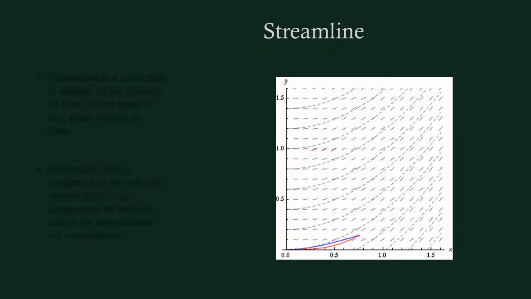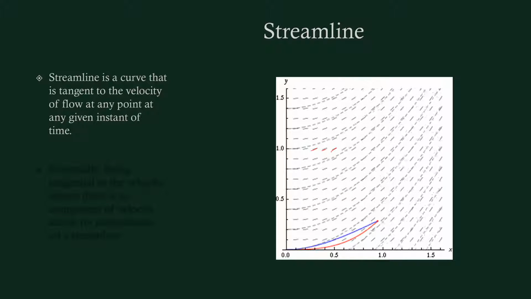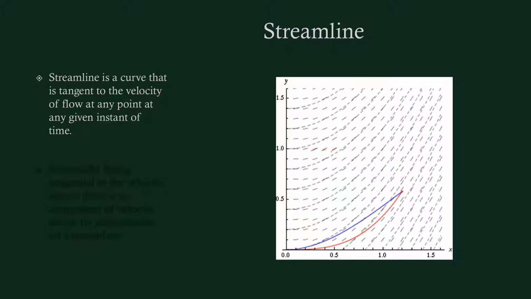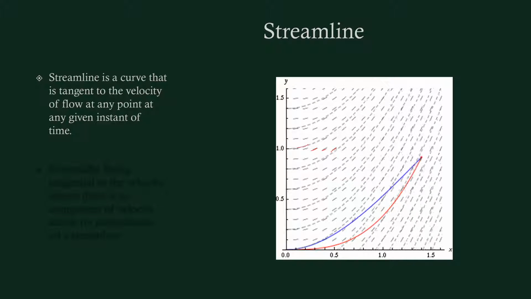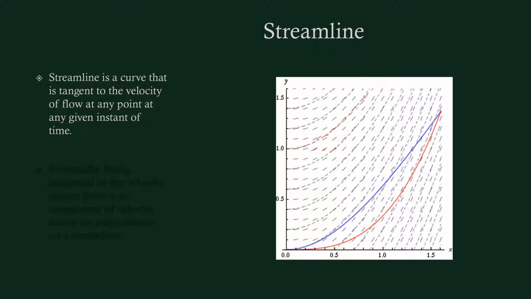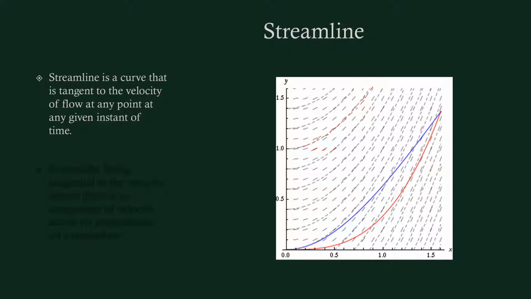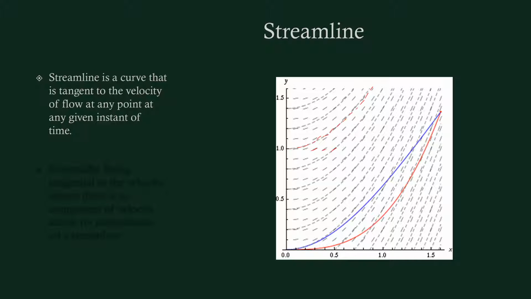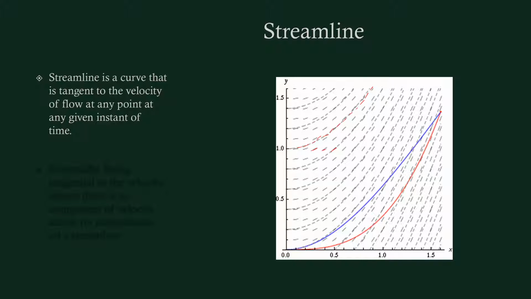Now, a streamline, by definition, is a curve that is tangent to the velocity of flow at any point at any given instant of time. So, if we are going to draw a curve, theoretically, which is tangential to these velocity vectors at their respective locations, then we are going to get the dashed lines that are drawn, the dashed lines with closer spacings, that is. So those are the streamlines.